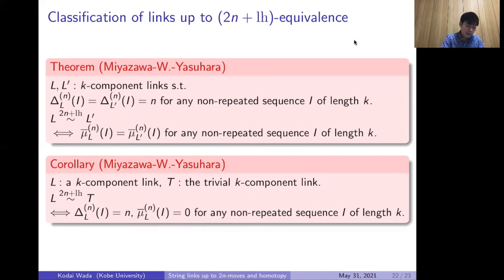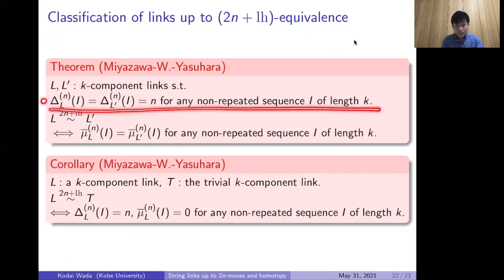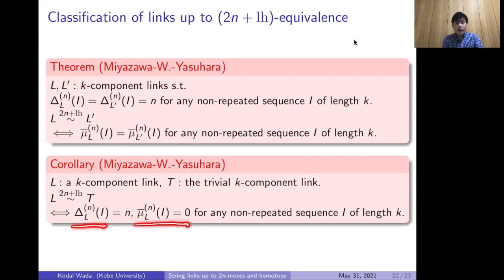In the general case, we need a certain assumption to classify links up to 2n plus LH equivalence. On the other hand, delta n and mu-bar n invariants are sharp enough to detect trivial links up to this equivalence relation.